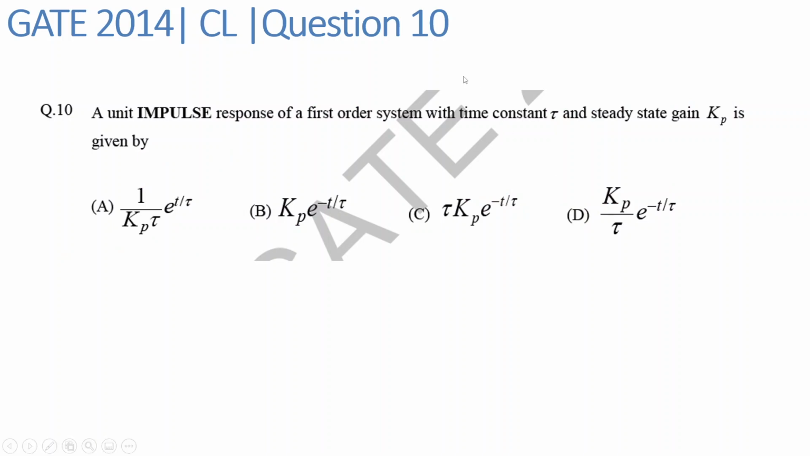We are solving question 10 of GATE 2014 Chemical Engineering paper related to process control and instrumentation. The question is, a unit impulse response of a first order system with time constant tau and steady state gain Kp is given by which of the following option?